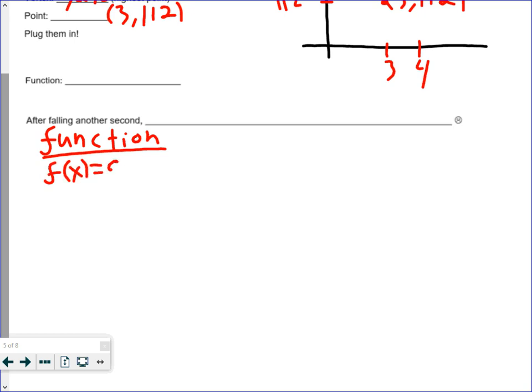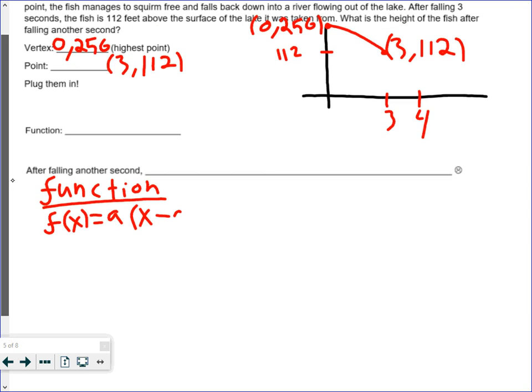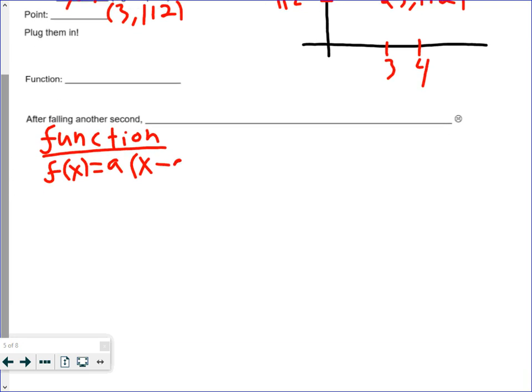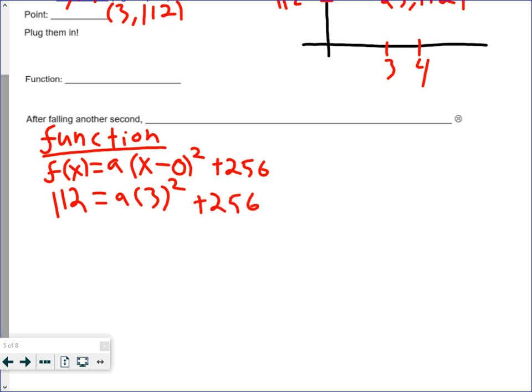So f of x equals some a, which we're solving for, times x minus h. We said our vertex is 0, 256, so it's x minus 0 squared plus 256. Now we're going to use our other point, 3, 112, to figure out what our a value is. So the y value of 112 is substituted in for f of x, and a is what we're solving for. Our x is 3. 3 minus 0 is just 3, so it's 3 squared plus 256.